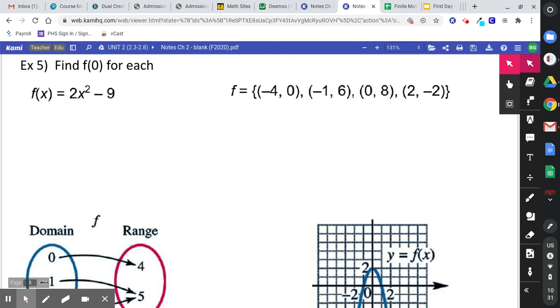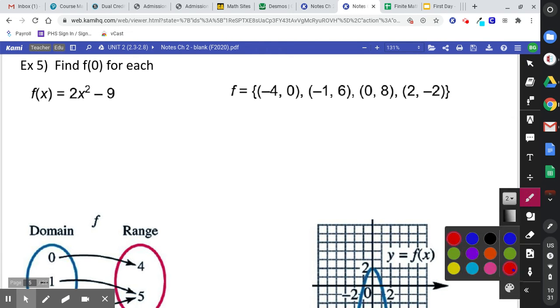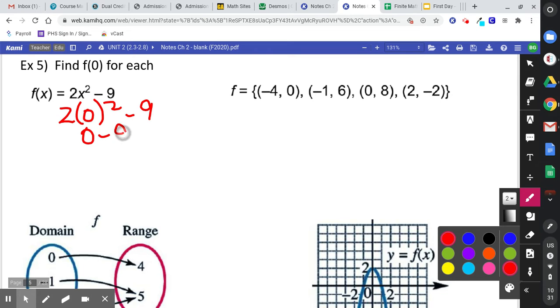Find f of 0 for each. So the first one, we've done this a lot. You just plug in 0. 2 times 0 squared minus 9. That's going to be 0 minus 9, which is negative 9. So f of 0 equals negative 9. All right, we've done that a million times. There's nothing new about that.